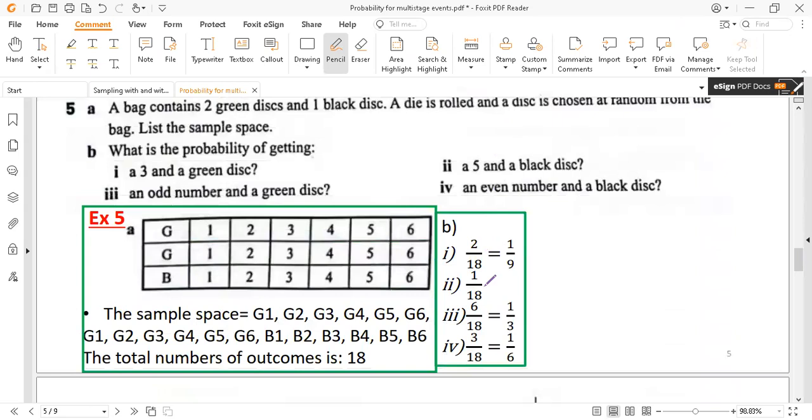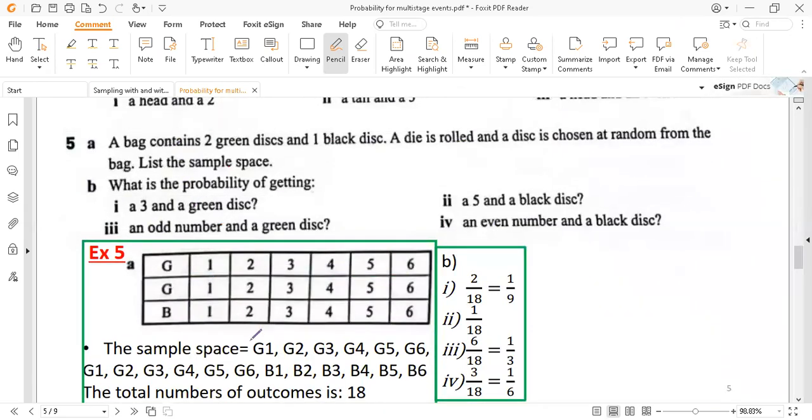Easy to also calculate the following one. For example, here it is more complicated because the outcomes become more numerous, and representing them in an organized method becomes more complicated. For example, a bag contains 2 green discs and 1 black disc. A die is rolled and a disc is chosen at random.